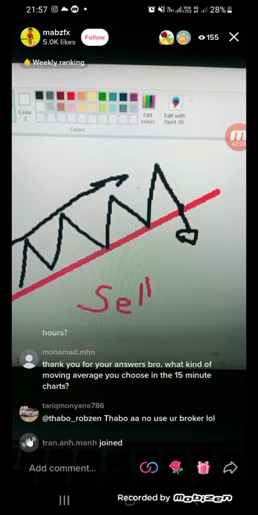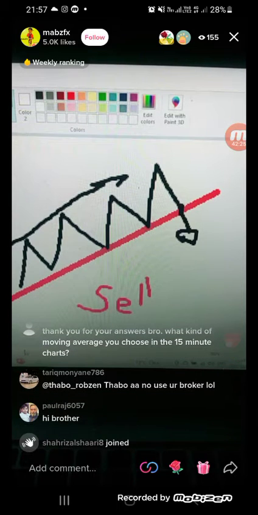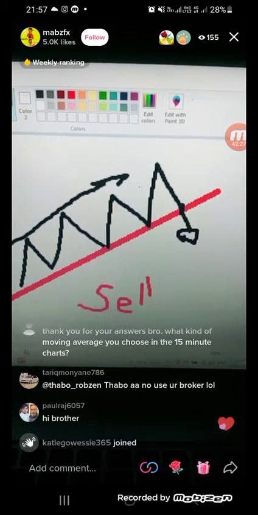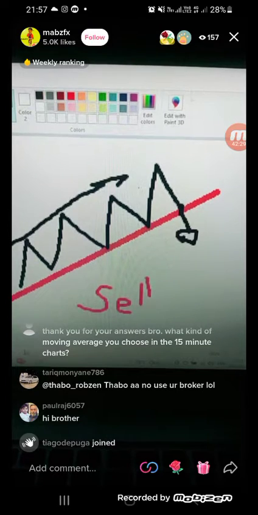The buy trend line. Let's say we draw the trend line and it breaks, then it goes back up. Guys, use stop losses. Like when you get into trades, guys, it's a process.